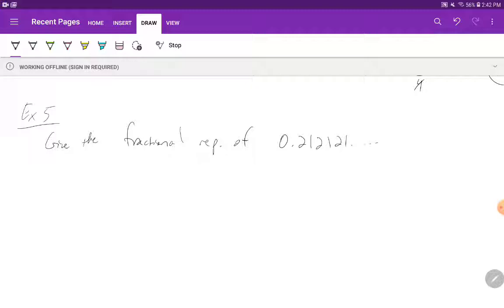So here we go. I notice that this is repeating every 2 terms. So if I want to turn this into a kind of like a series, I can look at the first 2 terms, right? So that's going to be what is that? 21 over 100, right? Because that's 0.21. This represents 0.21, right? And then I can add it to 21 over.